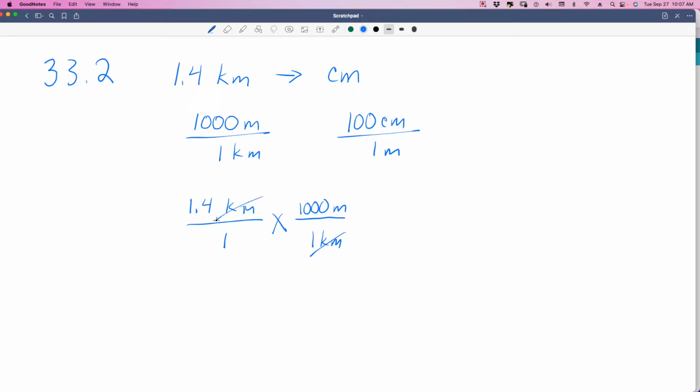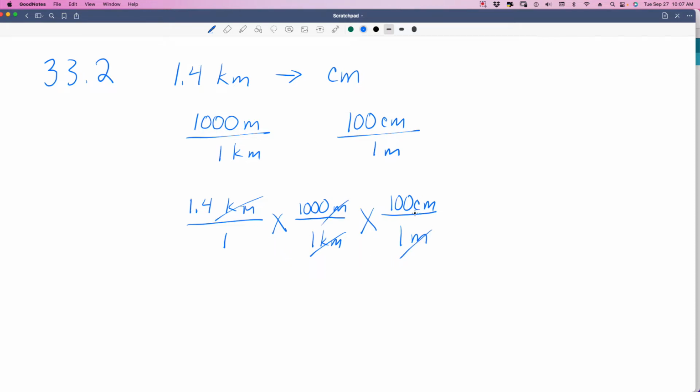Boom. Now we have 1.4 times 1,000. That's meters. We've converted into meters. But we don't want to stop at meters. We want to go to centimeters. So we're going to do it one more time. We're going to put meters in the bottom and centimeters in the top because that's where we're eventually going. We're going to cancel out meters.